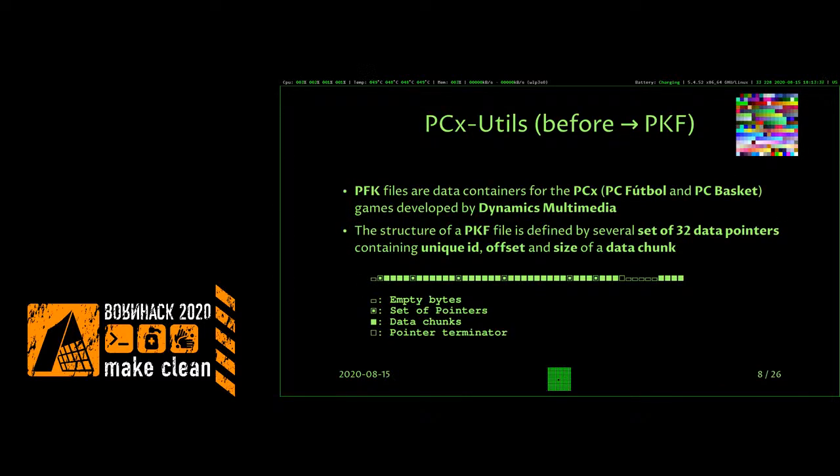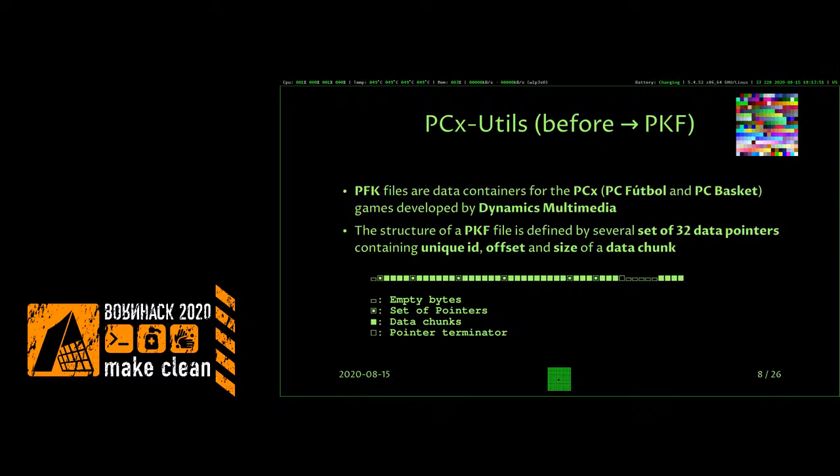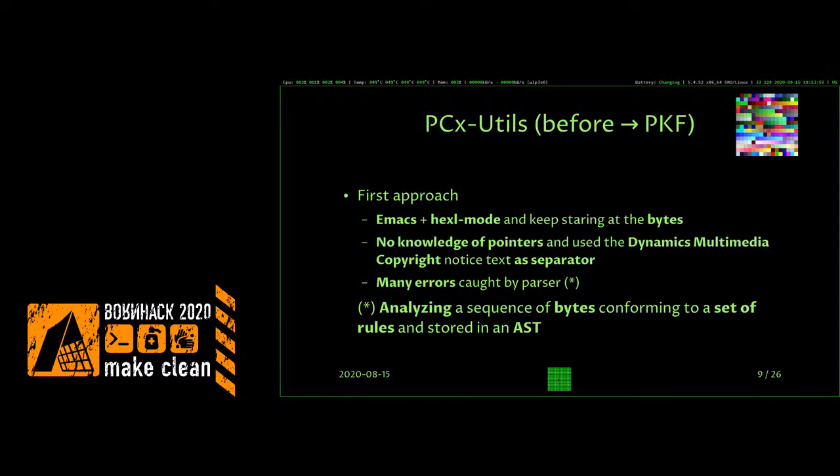The problem with this approach is, even though I got some information from these teams, I got a lot of errors. And this was just guessing, because I had absolutely no clue. I didn't know this yet. I didn't know there was some kind of pointers here. So this was my first approach: just take Emacs, put it in hex mode, and try to look into the bytes.